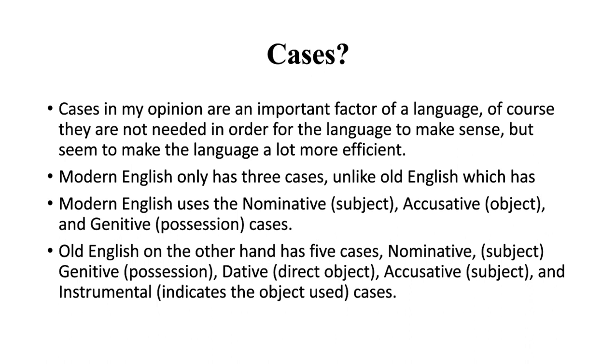And so modern English only has three cases, unlike Old English, which has about 5 cases. Modern English uses the nominative case, the accusative case, and the genitive case. The nominative case indicates when something's a subject, the accusative case indicates when something's the object, and the genitive case indicates when something's the possessive. Like if you put Ganiri's, you put the S after the name to indicate that's possession.